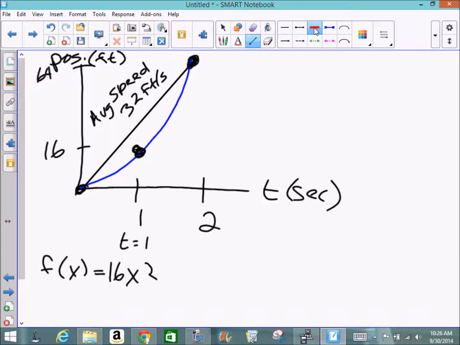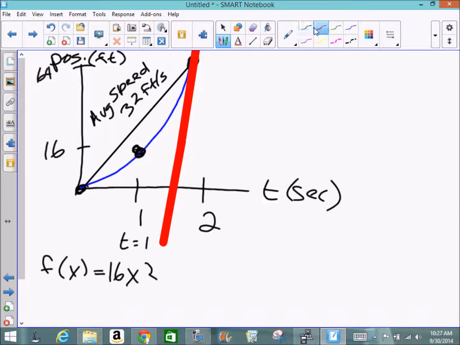feet per second. However, if I wanted to calculate the instantaneous velocity when t equals 2, or exactly at 2 seconds, we know that the rock will be going faster than 32 feet per second. So how do we figure out the instantaneous velocity when t equals 2? Well, what we want to do is arbitrarily choose a distance a little bit away from 2.